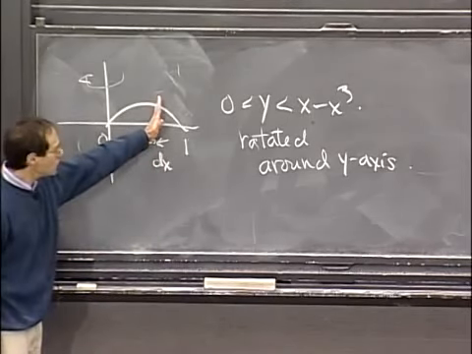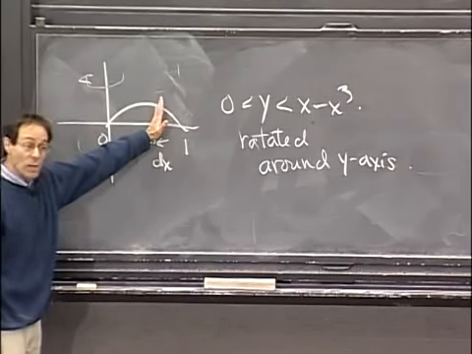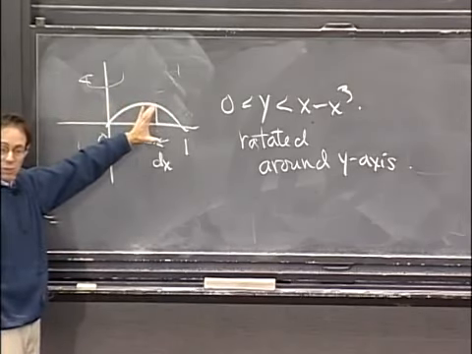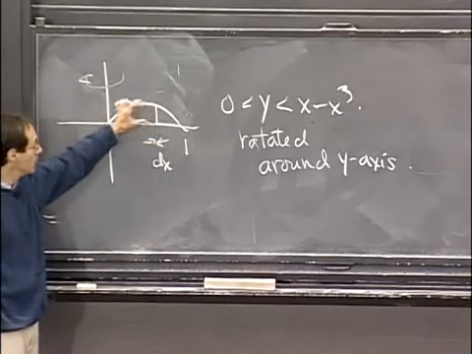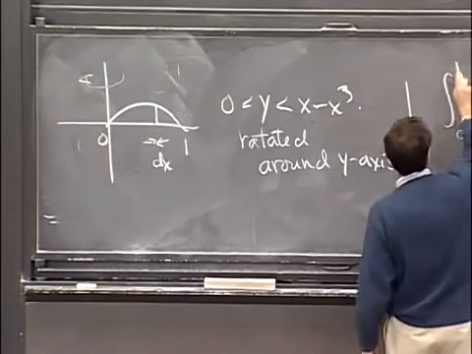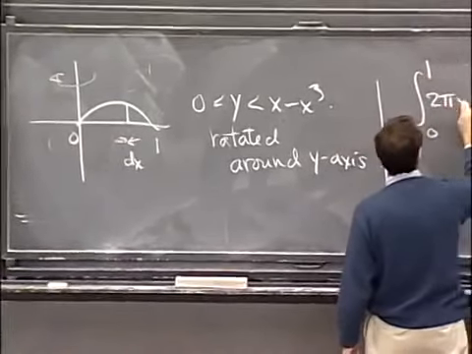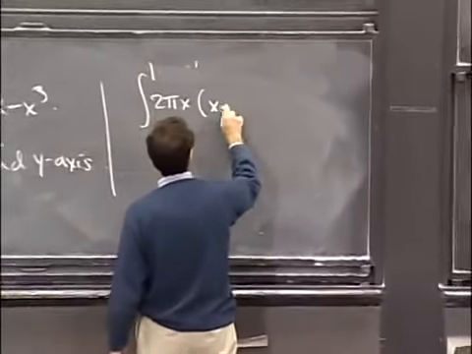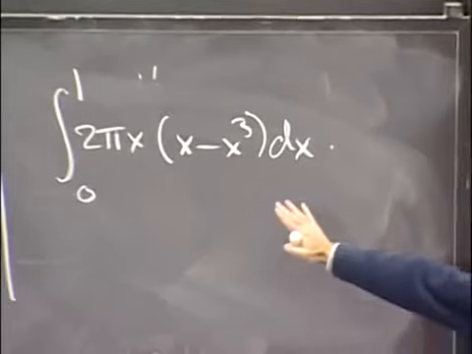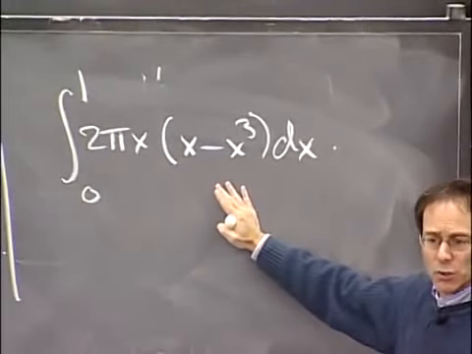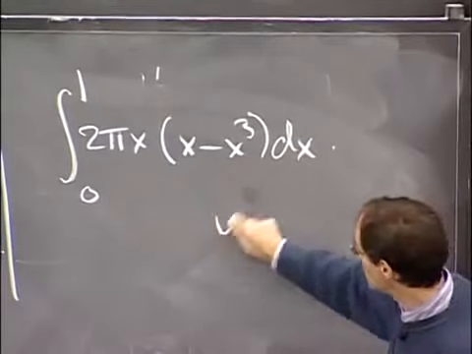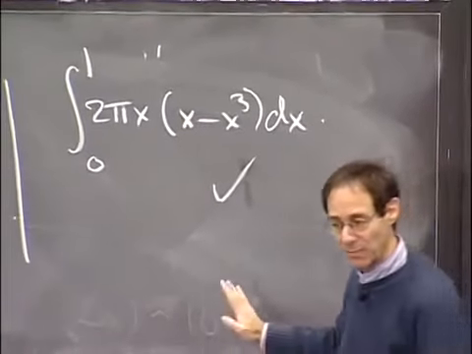Now the minute I made that choice, I know that these are shells because they sweep around this way and that makes them shells, cylindrical shells. And if I do that, the setup is this. It's 2 pi x times x minus x cubed dx. Now, I claim that when you get to this point, you already know you've won. Because this is an easy integral to calculate. So you're done here. You're happy.